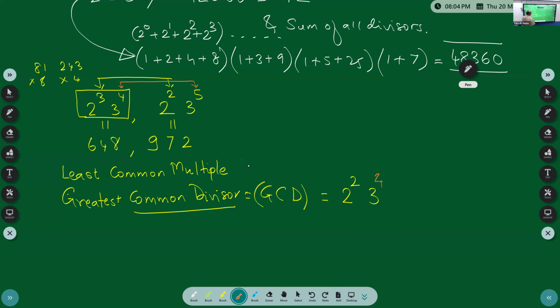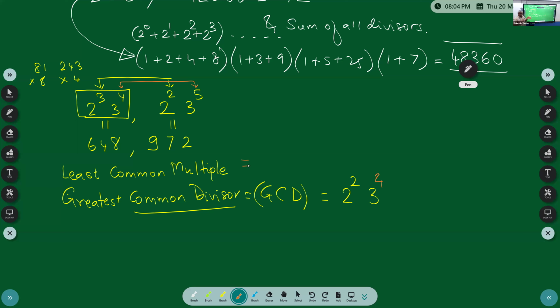Common multiple. If you multiply the given number by a natural number, you will get a multiple. Suppose I multiply this by 2, I will get the first multiple of 648. If I multiply by 3, then I will get the second multiple of 648. So actually the multiples are infinitely many, because we can multiply 648 by any natural number and natural numbers are infinitely many.